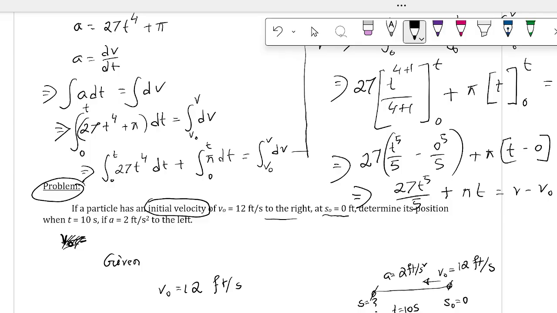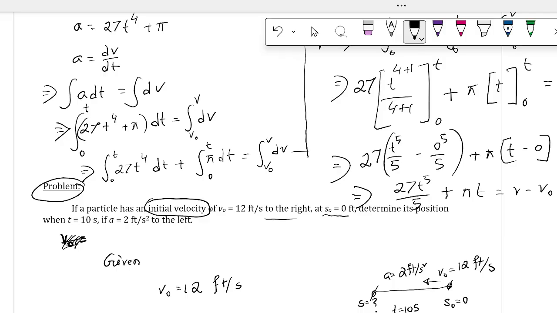Anytime you see me writing, a means acceleration, v means velocity, s means position, t means time. Is it clear? Do you want me to write that thing again, or are you familiar with that from physics class? Again, a is acceleration, v is velocity, s is position, t is time.